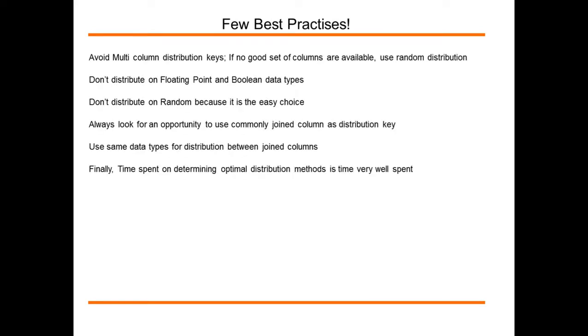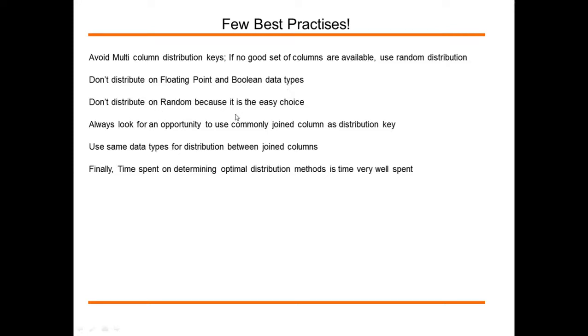So here are a few best practices while choosing distribution keys. Avoid multi-column distribution keys. If no good set of columns is available, use random distribution. Do not distribute on floating point and Boolean data types. When you distribute on a Boolean data type, which has only two distinct values, true or false, you will always go for 2 disks only. However, when you distribute on floating point, you get something called a merge sort join instead of a hash join.